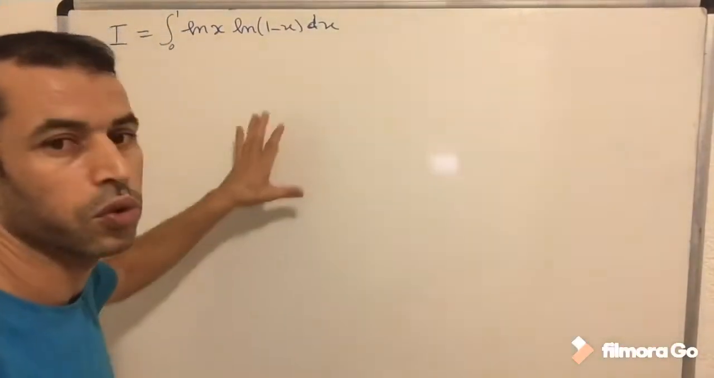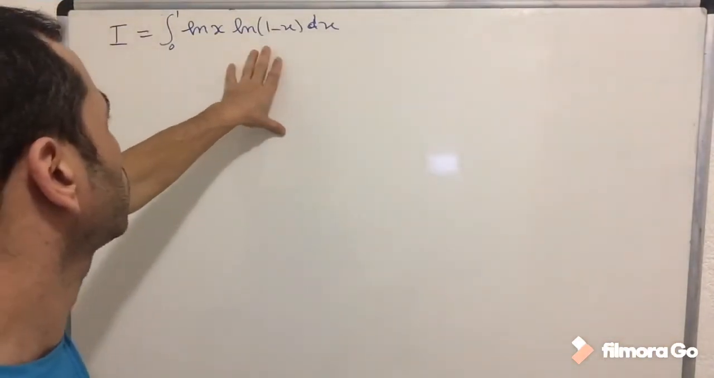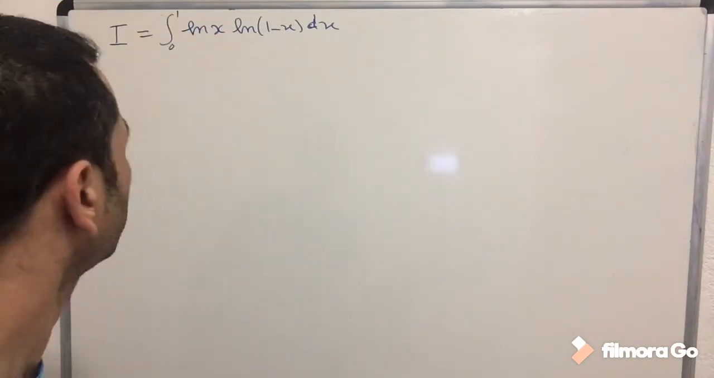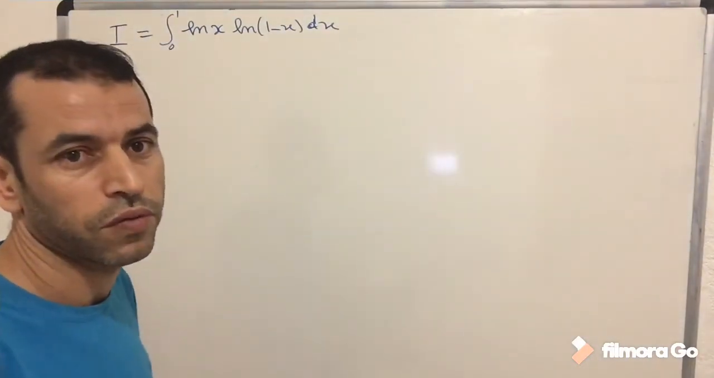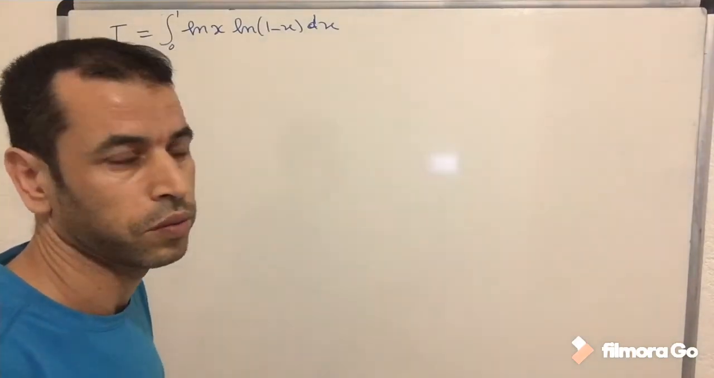Today's video we are going to evaluate this integral. We have a product of natural log x and natural log 1 minus x dx, with bounds from 0 to 1. If you would like to take a try, just pause the video. When you're ready, come back to see how to solve this problem.